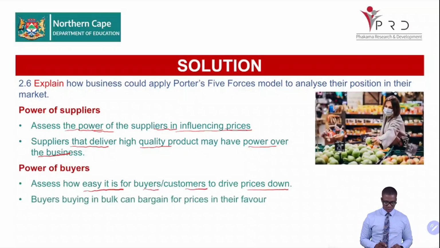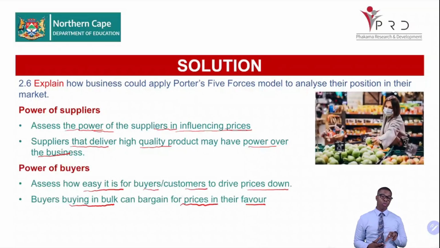That's one. Number two, also, it says here, buyers buying in bulk can bargain for prices in their favor. Meaning, if a buyer buys in bulk, they might get a discount because you don't want to lose those buyers who come and buy in bulk. And again, it says you are assessing how easy it is for buyers or customers to drive down the price. So basically, it is when a business is scanning the environment. They are scanning using Porter's 5 to say, okay, between my business and this customer, who has power? My customers have power because they buy in bulk. And if they buy in bulk, I give them discounts. They drive down the prices.